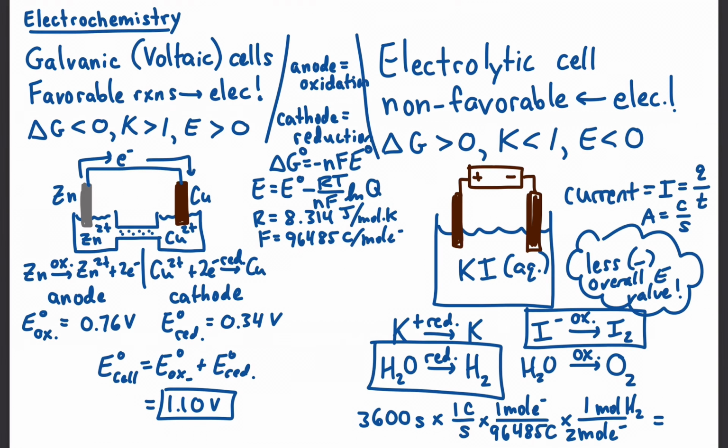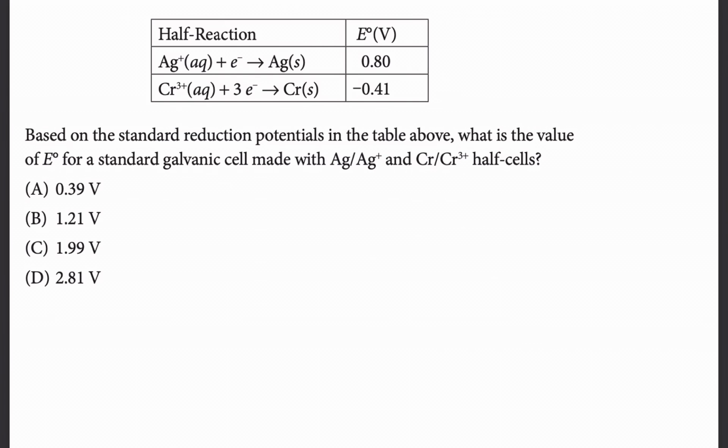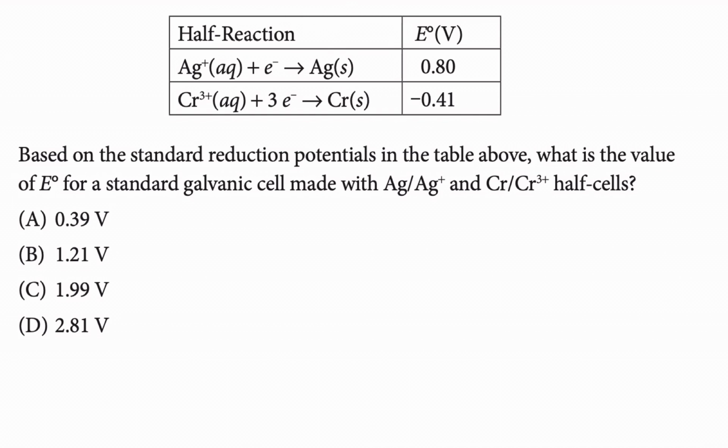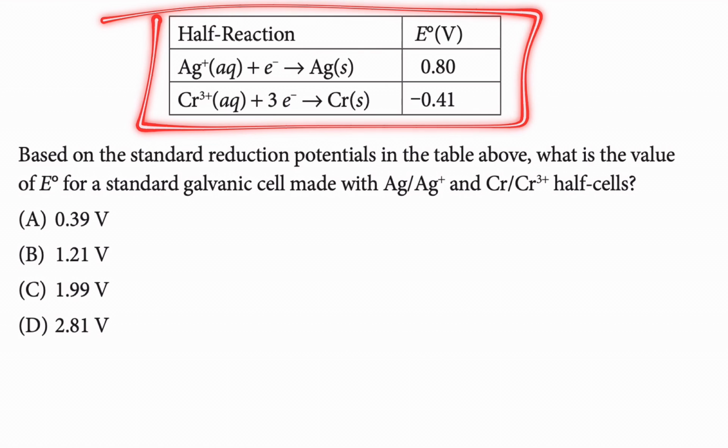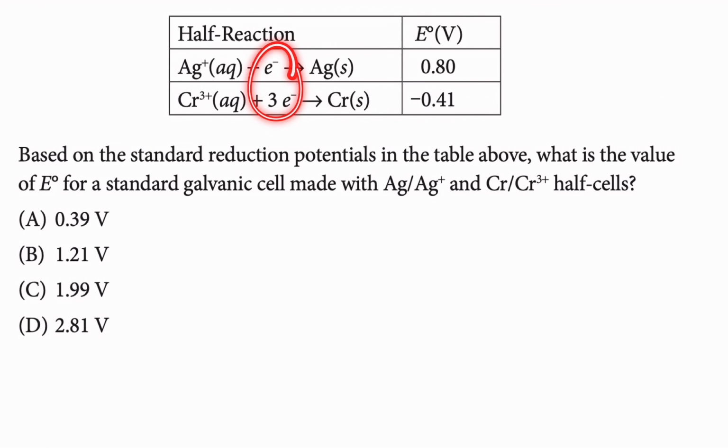Okay, that's a lengthy rundown of the kinds of things that are fair game on the AP related to electrochemistry. Let's look at a couple of sample questions. Let's start with a multiple choice and see if we can apply what we just reviewed. So this one says, based on the standard reduction potentials, what's the value of E standard for a standard cell using silver and chromium? So here's an example of how they would give you reduction potentials. They're always reductions. We know we have to flip one.